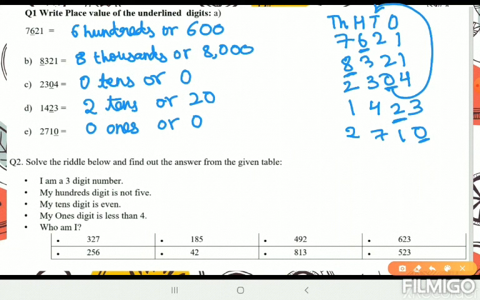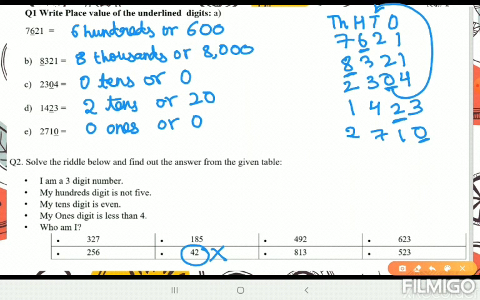Next question says, solve the riddle below and find out the answer from the given table. So here some options are given. In the table, you have to find which one is the correct option. Let's see the conditions given in the riddle. All of you like to do riddles, isn't it? So let's see how many of you were able to do it correctly. First condition says, I am a 3-digit number. Okay. Here all except this number are 3-digit numbers. So it cannot be 42 because it is a 2-digit number.